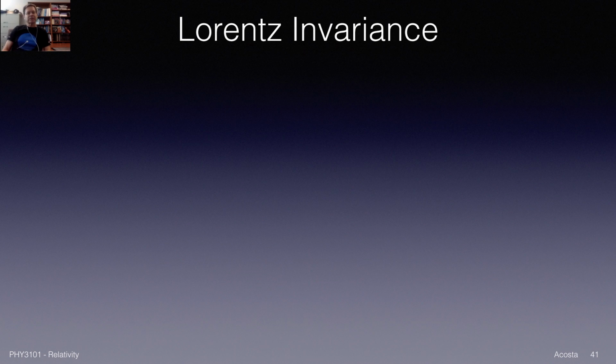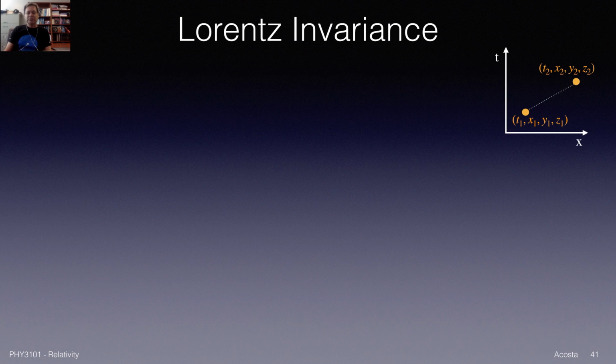Okay, in this lecture we are going to continue with the concept of Lorentz invariance and also extend it to a construction of space-time diagrams in order to illustrate some effects in relativity. So, what did we learn in the last lecture about Lorentz invariance?